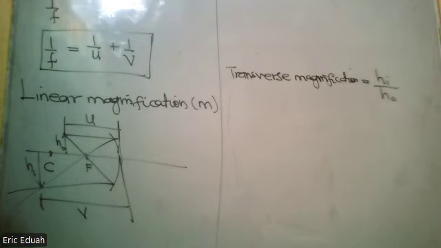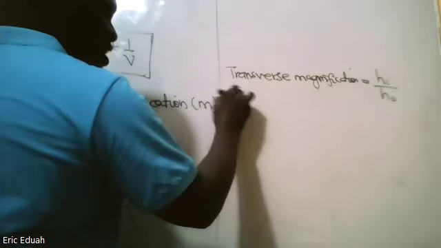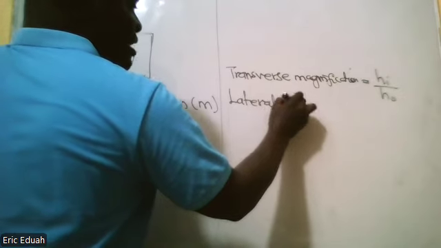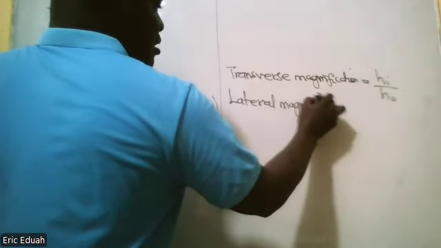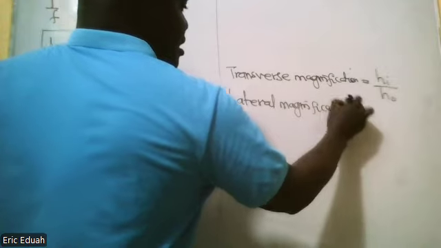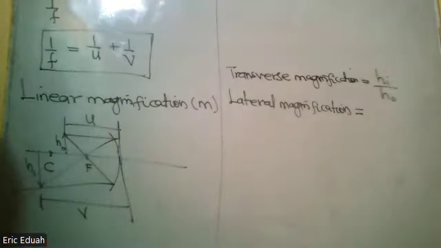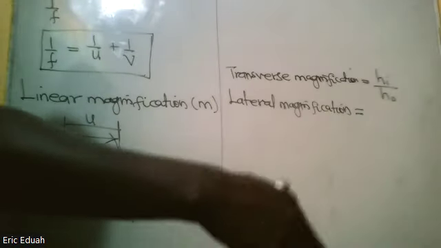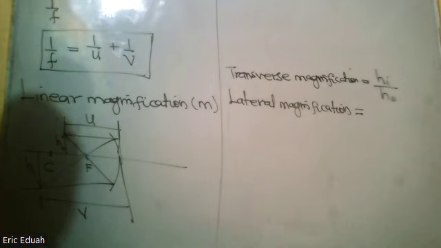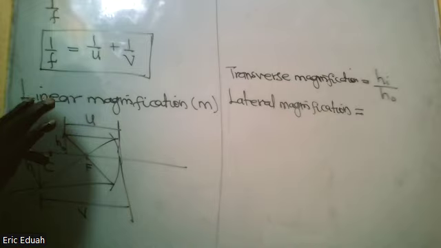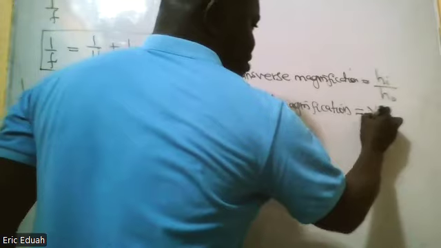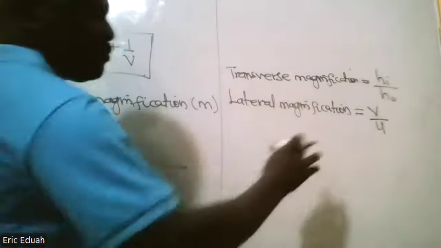Then we also have what we call lateral magnification. By lateral magnification, we are looking at the ratio of the image distance from the mirror as against the object distance from the mirror. So lateral magnification is equal to image distance V over object distance U.